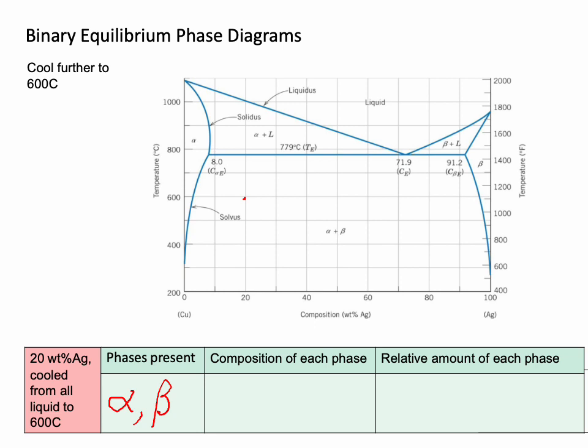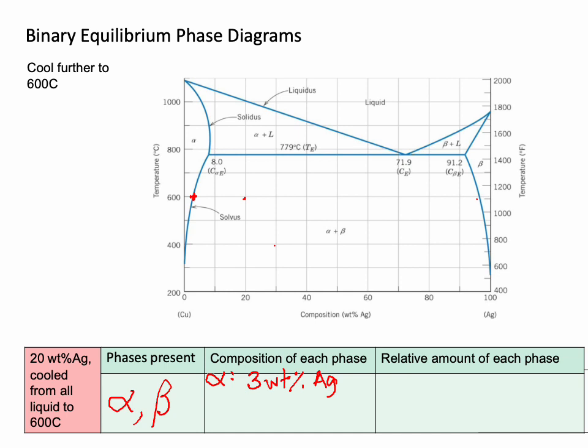The composition of the alpha is right here, which if that's 5, I'll say 3, it could be 4, I'll say 3. So alpha is 3 weight percent silver. And then beta composition is over here at the other end, right there.